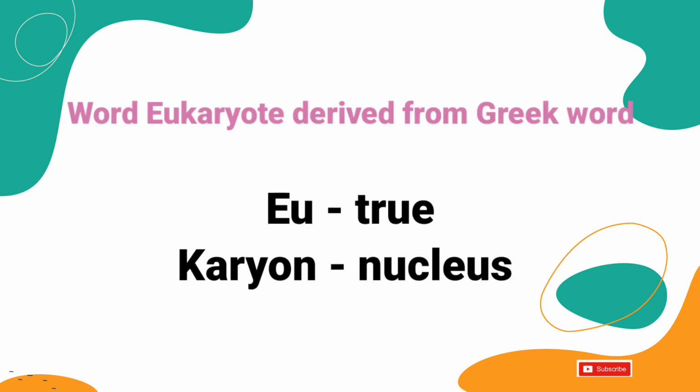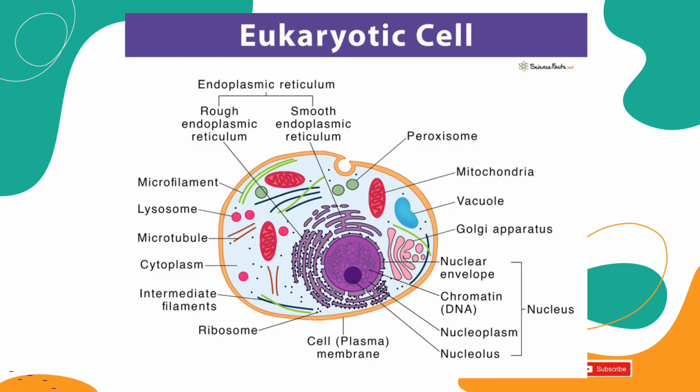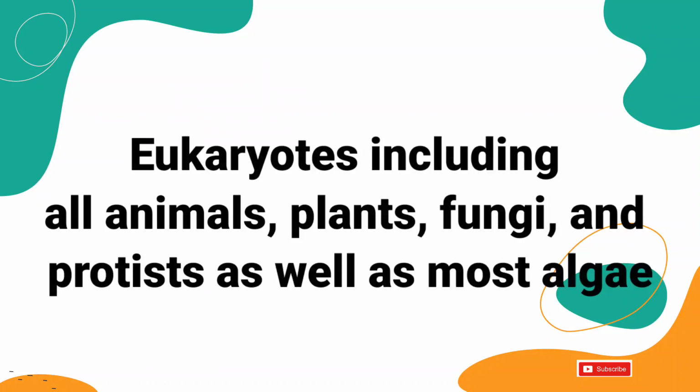The word eukaryote is also derived from a Greek word. Eu means true and karyon means nucleus. That means true nucleus. Eukaryotes are organisms whose cells contain a nucleus and other membrane-bound organelles. Eukaryotes include all animals, plants, fungi and protists, as well as most algae.